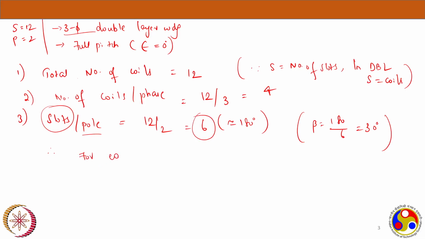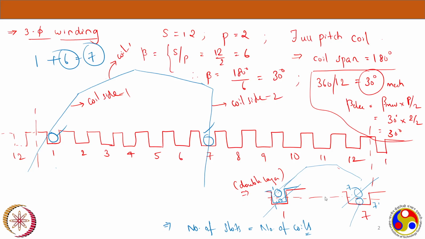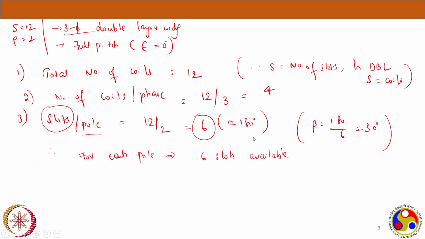Therefore, for each pole there are 6 slots available. That's what we have seen in the previous one also. If you go to this diagram, the first 6 slots will be under one pole, north. From the 7th, the south pole will start. That's why we are placing the first one here, and the return one in the 7th, so that it will start at the very south pole. A complete 180 degrees will be spanned by this entire coil. Now the 6 slots are available, so that is slots per pole.